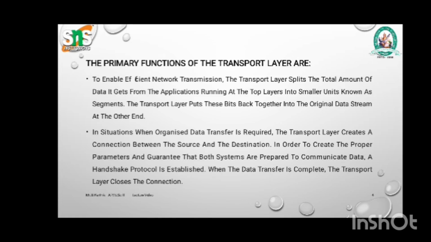The transport layer creates a connection between source and destination in order to establish the proper parameters and guarantee that both systems are prepared to communicate data, and a handshake protocol is established. When the data transfer is complete, the transport layer closes the connection.